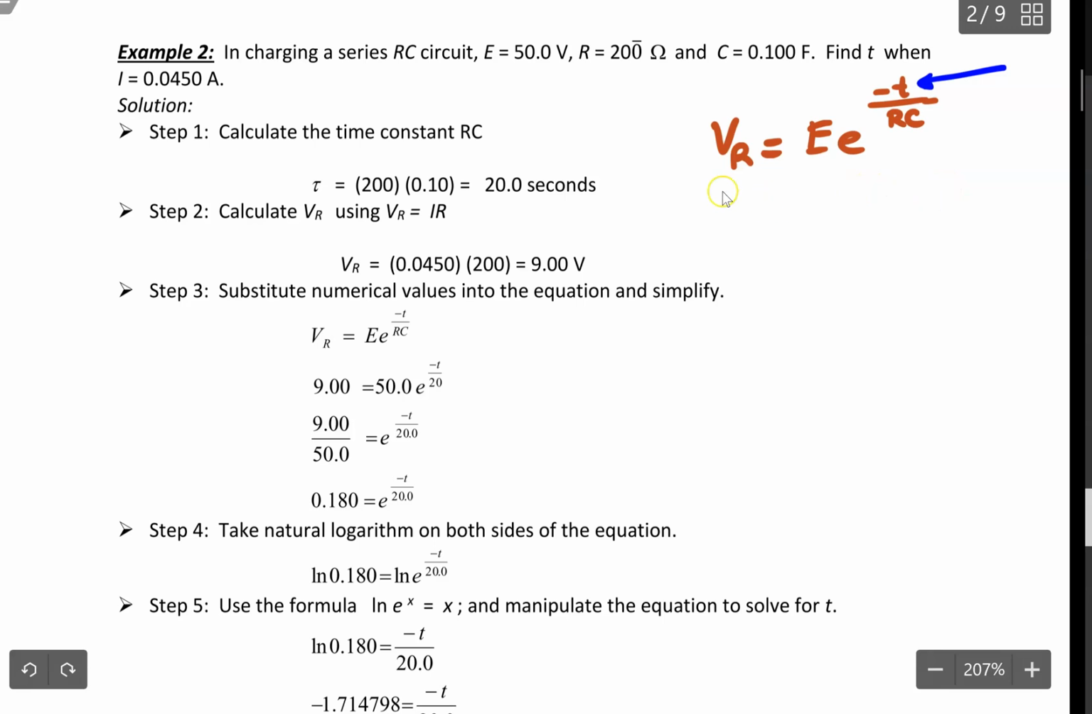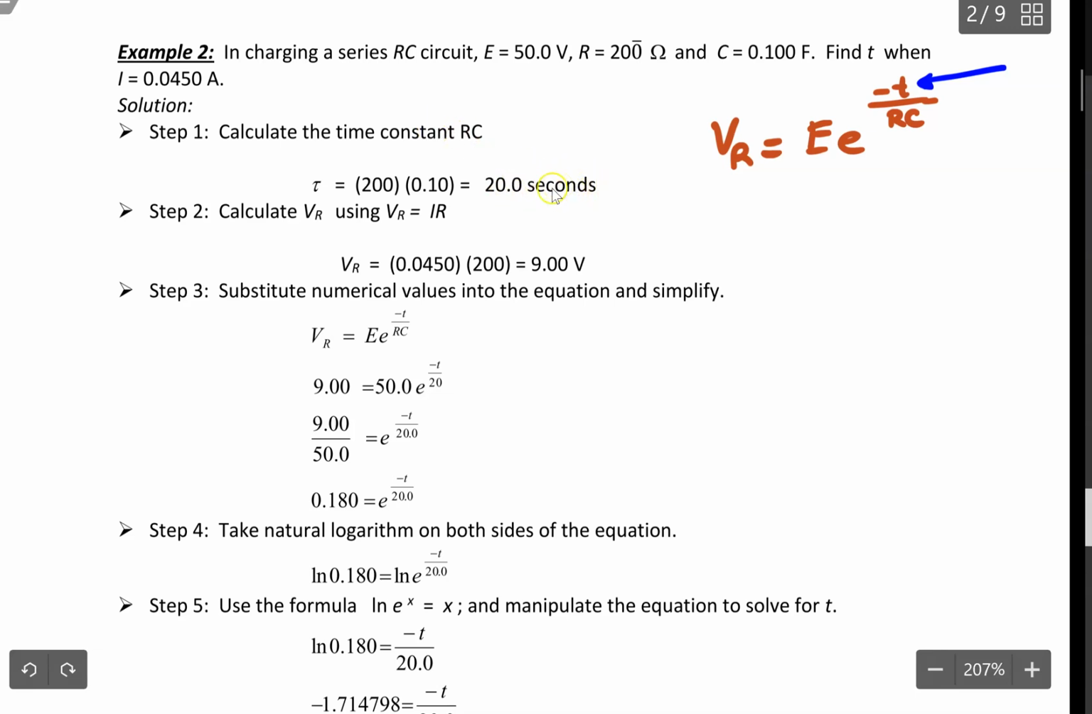Okay, so the very first step I recommend to everyone is to find the time constant RC. So you take R times C, and you will have the answer as 20 seconds in this case. So you identify this as seconds because it's a time constant.